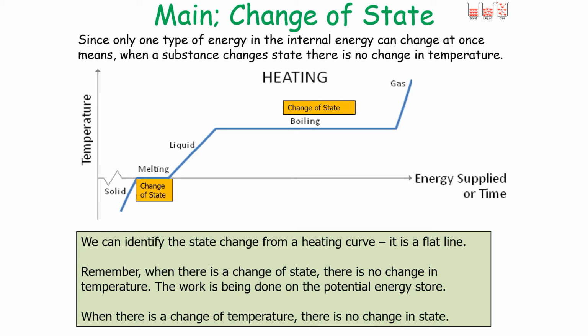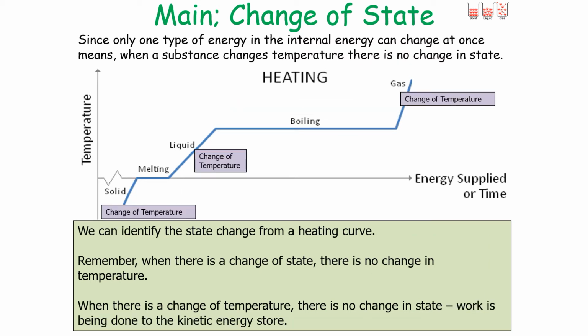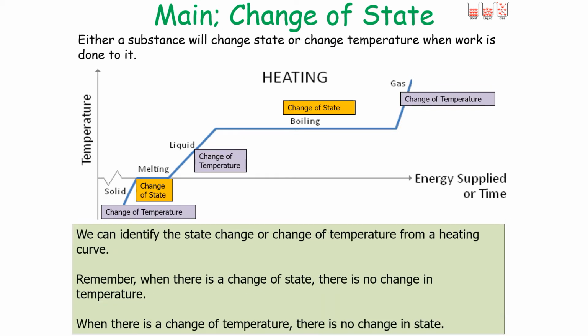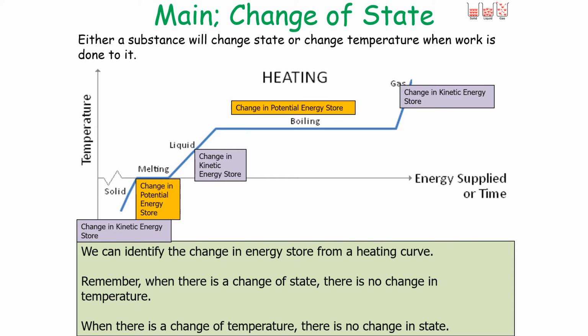Now, remember, we can identify the state change from a heating curve. It's a flat line, so at that point, it's a change in the potential energy store. We can identify a change in temperature because the line is moving upwards, so it's a change in the kinetic energy store. So either you've got a change of temperature or a change of state, or you've got a change in kinetic store or a change in potential store.